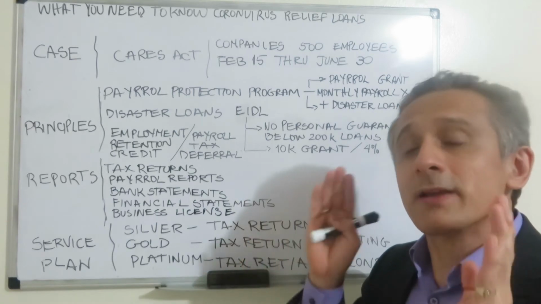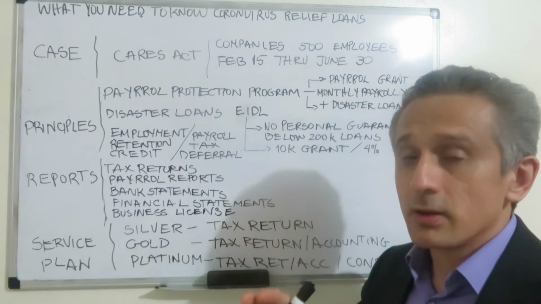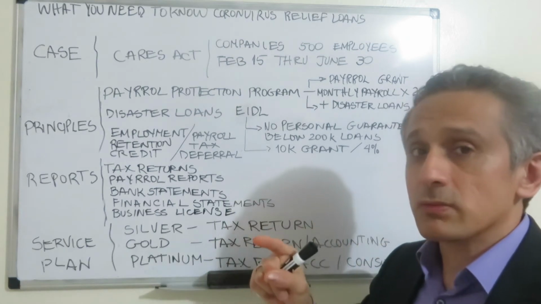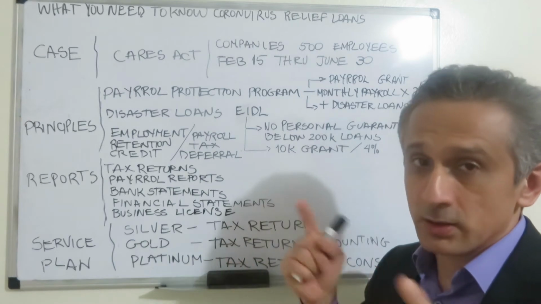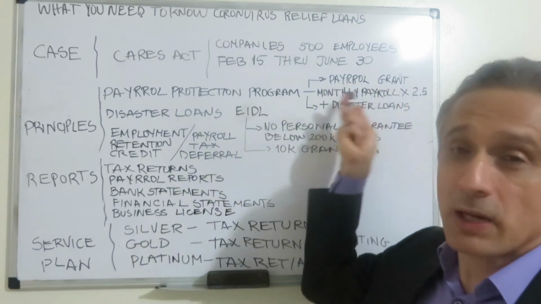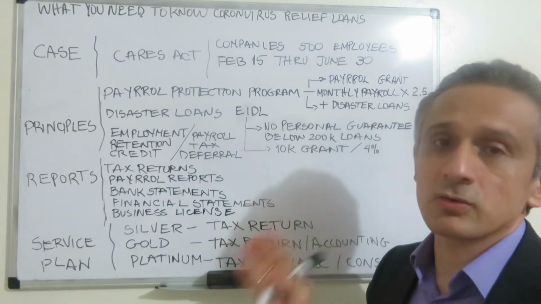Now, to apply to this program, you need to provide a payroll that is paid for 1 month. How much do you pay for payroll in 1 month? Because that will be the measure for the total of the loan. So it's the payroll amount that you have per month times 2.5. That is the maximum amount that you're going to get.